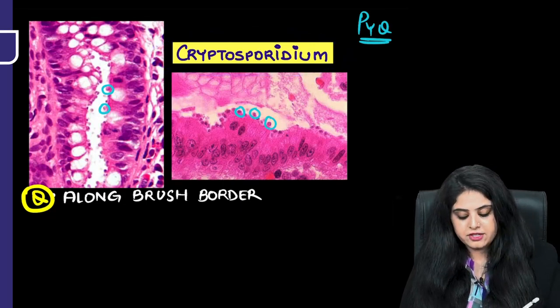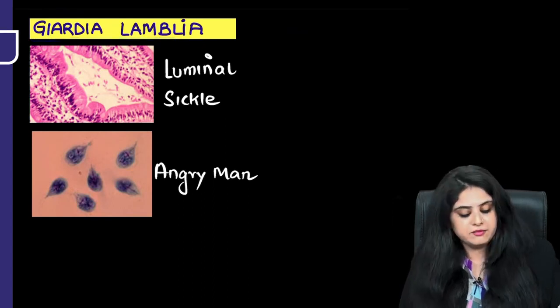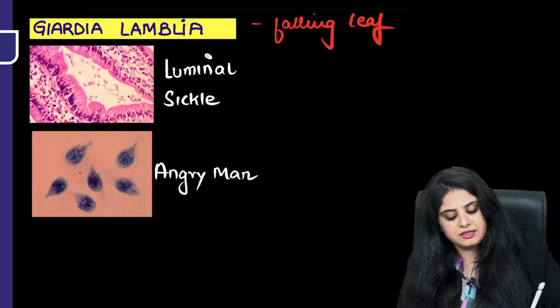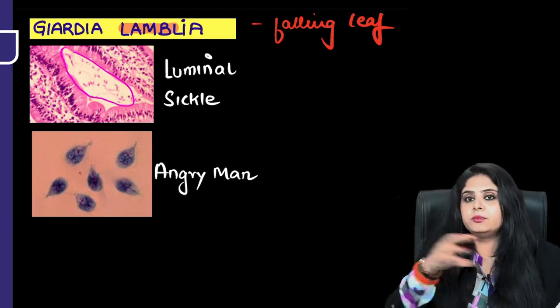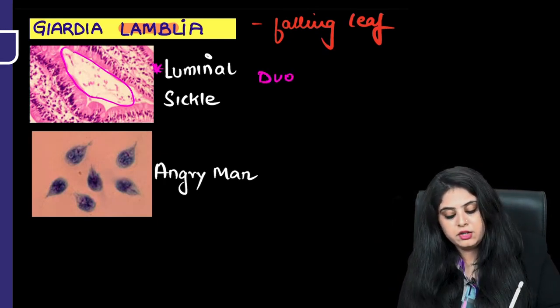How do you identify Giardia lamblia? Giardia lamblia will be girta hua, falling. Remember what motility? Falling leaf motility it shows you. So it is a girta hua man. Girta hua where? Lamblia is going to be seen in the lumen, always floating in the lumen, like a leaf. It's a luminal organism.